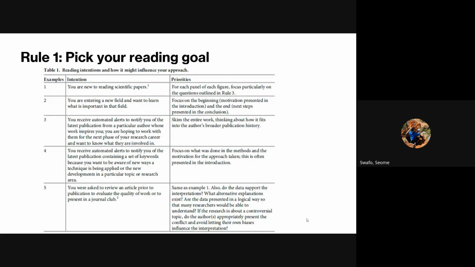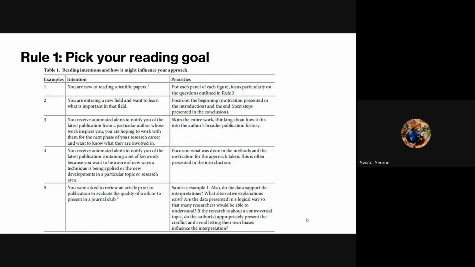If that is your goal, then you just have to focus on the method and the motivation for the approach. Why did they use a specific technique? How did they use it, and what was the motivation? That is normally found in the introduction.